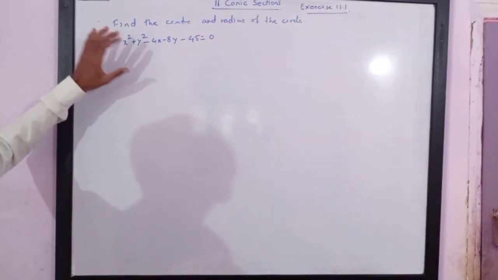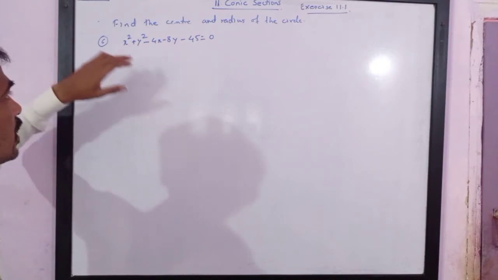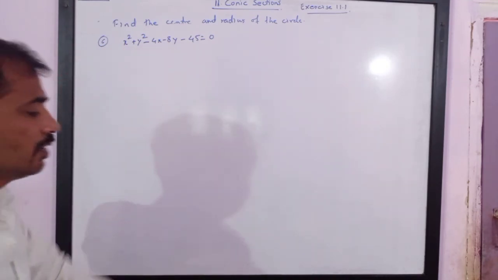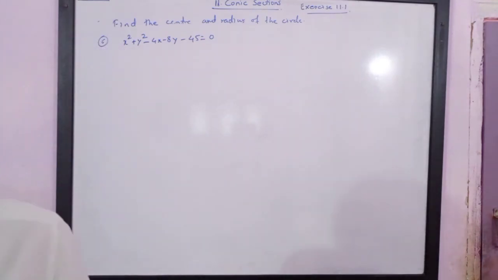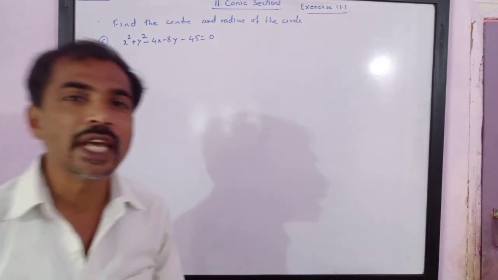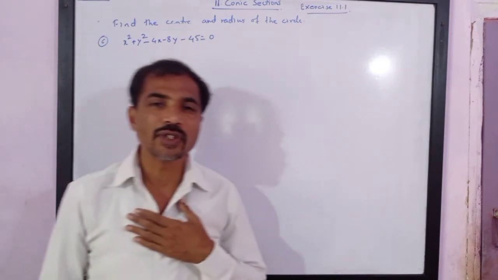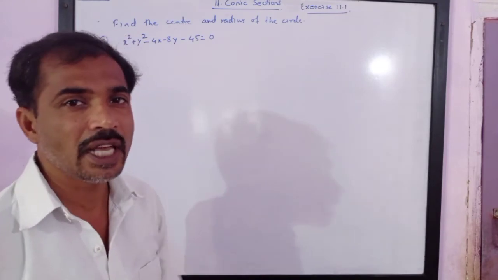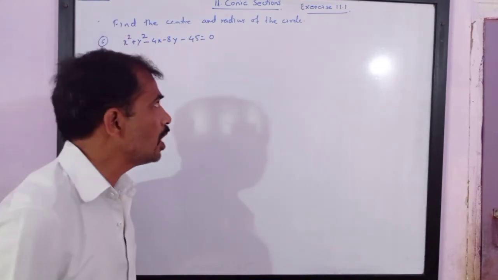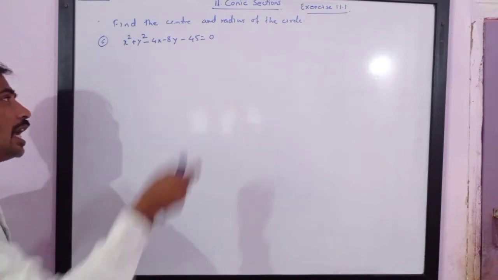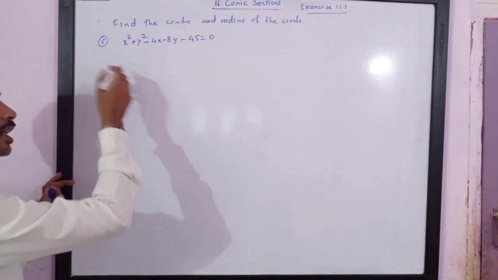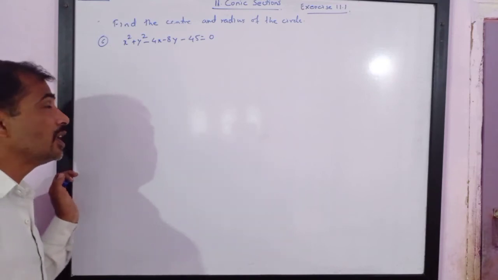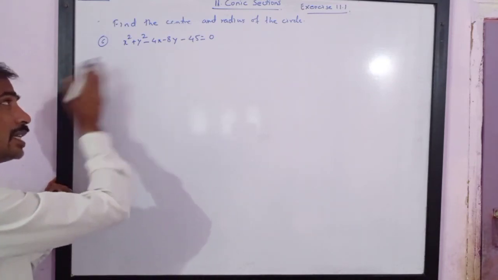Dear friends, now next we have to find the center and radius of the circle x² + y² − 4x − 8y − 45 = 0. Now please note, if we arrange the equation in the form (x − h)² + (y − k)² = radius squared, then we have center of the circle as (h, k) and radius equal to r. We need to arrange this equation in that form. So to arrange the equation, we rearrange the terms. So x separate, y separate.